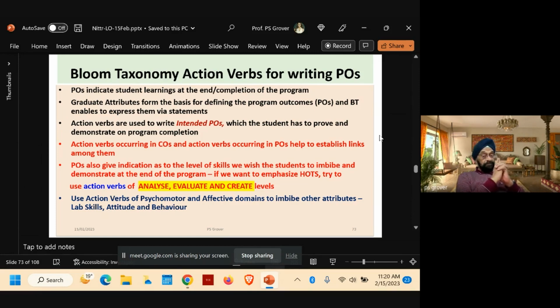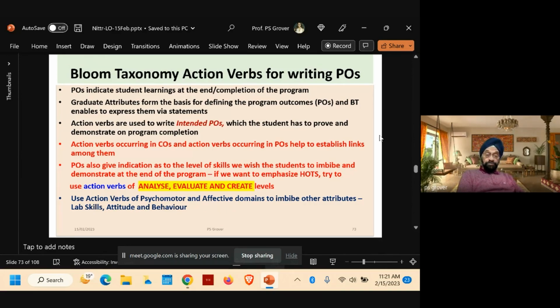Now, please appreciate a few things. When I formulate a course outcome or a program outcome, if the verbs I use in designing those statements correspond to the higher levels, then I'm sending the message that the learning of the student will be at the higher levels. It is a very important consideration, to send the signal and to train the student at those levels.